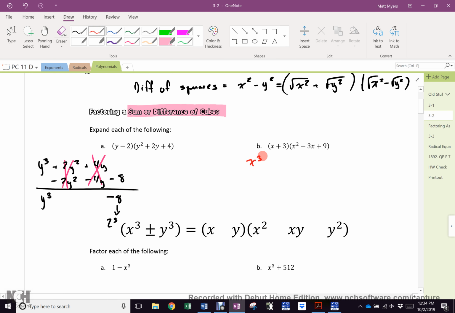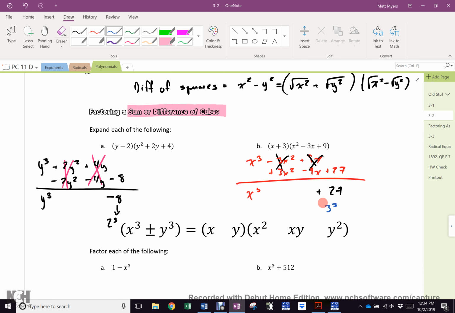x cubed minus 3x squared plus 9x plus 3x squared minus 9x plus 27. What happens in the middle? Gone. Gone. What's left? Is that a cube? Yes, because it is 3 cubed, yes. Sum of cubes. Huh?